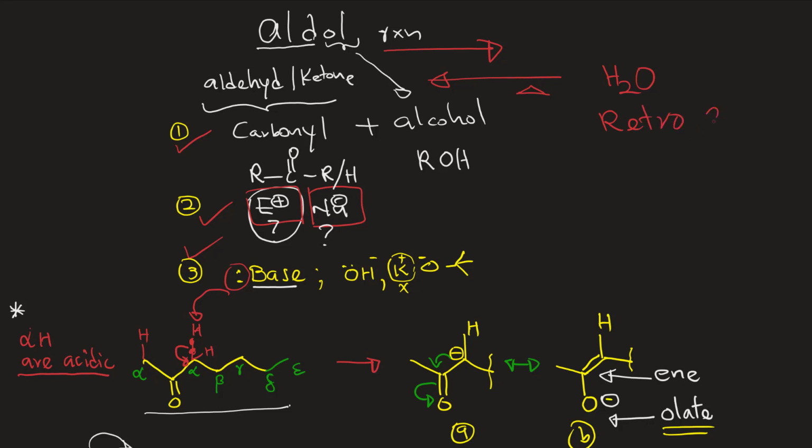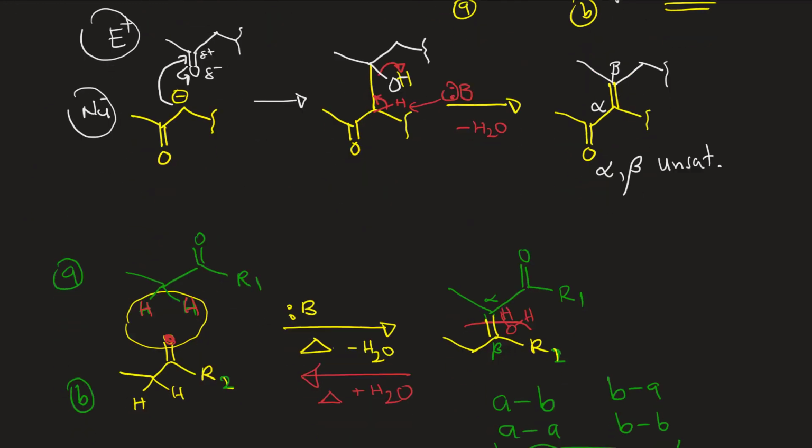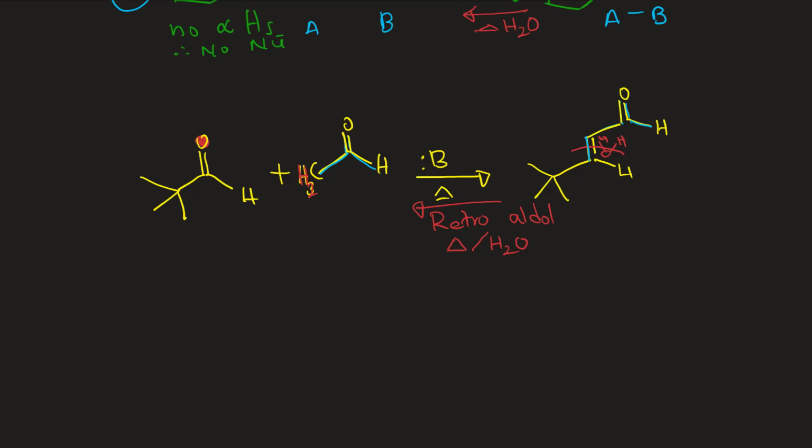Going backward, retro aldol, you just need to find the alpha beta unsaturated double bond and cut across it, and then put a water molecule in to make sure you make two carbonyls, right? So your end product should have two carbonyls. That's the goal. Now let's look at another thing here. A little bit more detail, you may need it.